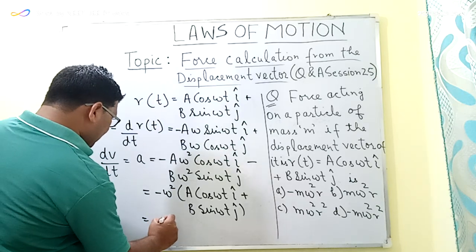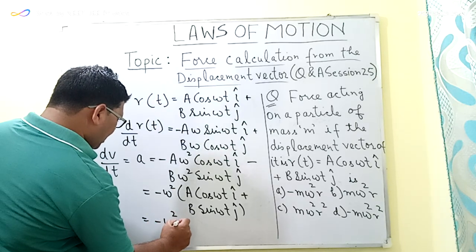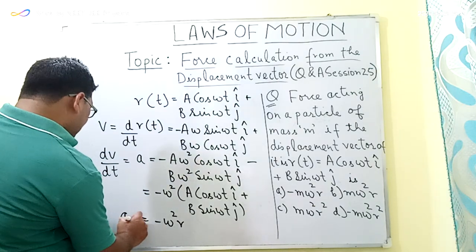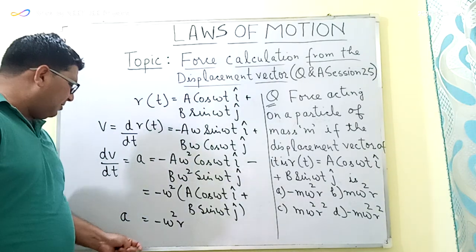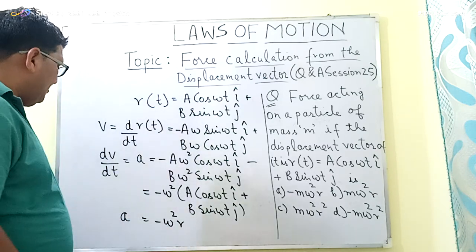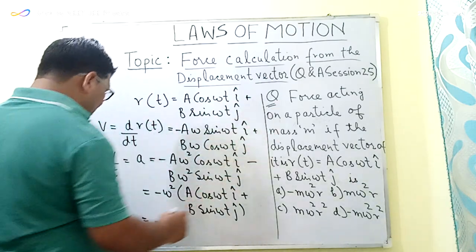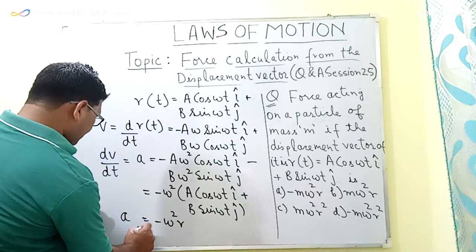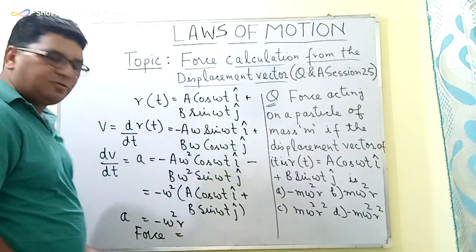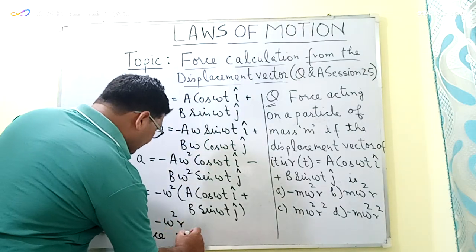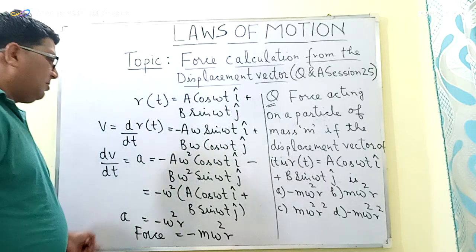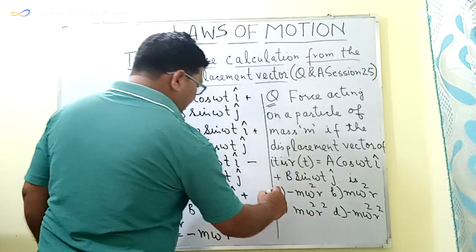and this is equal to the displacement of this particle at any moment of time, which is equal to r. So the instantaneous acceleration of this particle will be equal to minus omega square r, and the force acting on the particle will be equal to mass into acceleration, so this will be equal to minus m omega square r. So the correct option here is A.